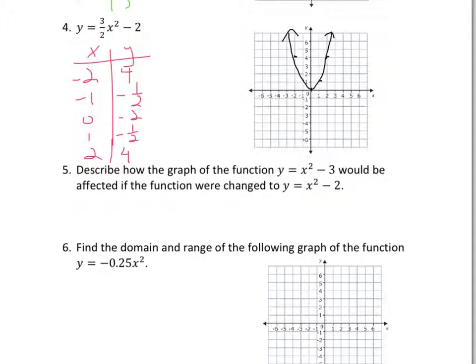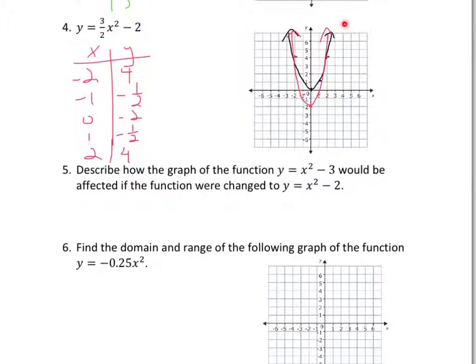All right, so we can plot these. We're at negative 2, negative 1/2, and 4. So we can put this together. And that's what our graph looks like. Okay, so you see that the graph moved down 2, and it got a little bit skinnier. That's pretty much all that happens.